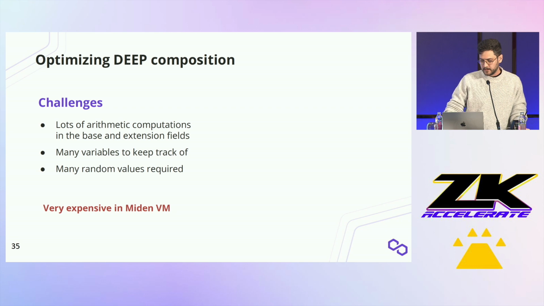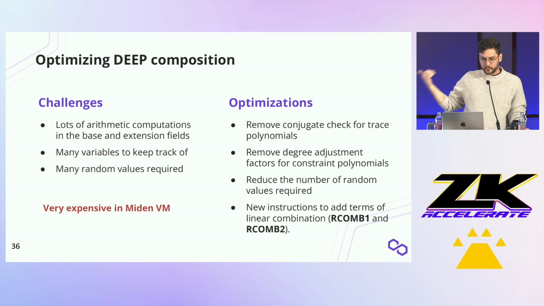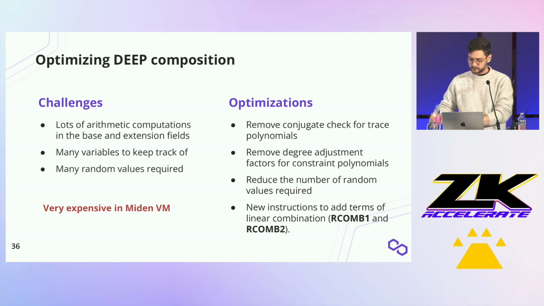Besides the folding, we also have to take care of the deep composition. And here the biggest thing is the random number generation and the arithmetic operations that we have to do. We basically did the same strategy. We implemented 2 new instructions to do linear combinations, and we also optimized the formulas that we use inside the prover to remove any redundancy and checks that we didn't need.